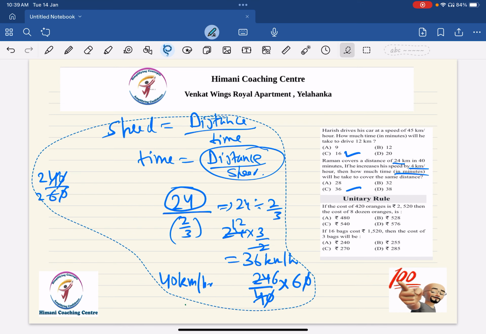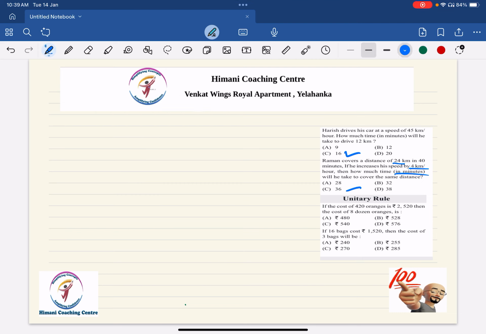Now let us move to the next question. Let me just remove this. It says if the cost of 420 oranges is 2520, cost of 8 dozen oranges. It's a direct proportion question. So you just write down number of oranges as 420. Cost of that is 2520. Now they are asking us the cost of 8 dozen oranges. 8 dozen means 96, 12 into 8. And the cost, since it is direct proportion, so we can just do 420 by 96 equals 2520 upon x.